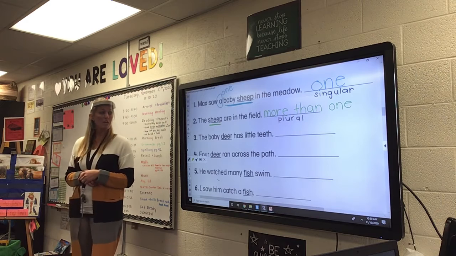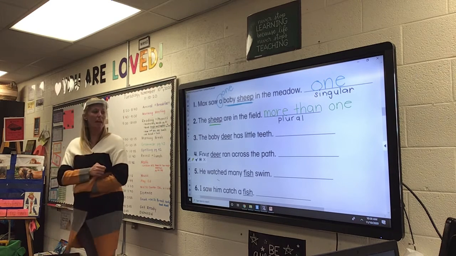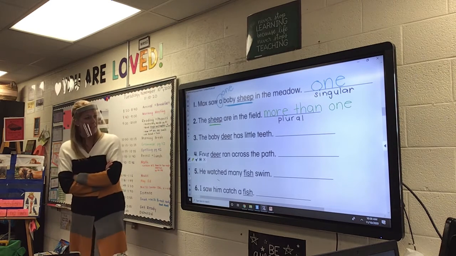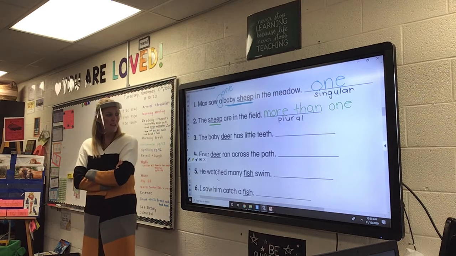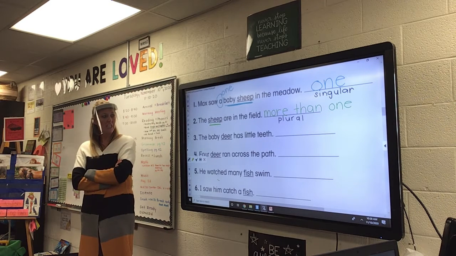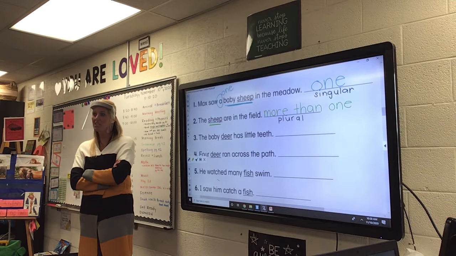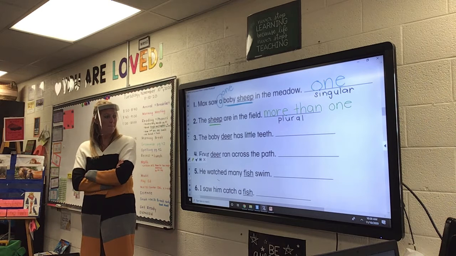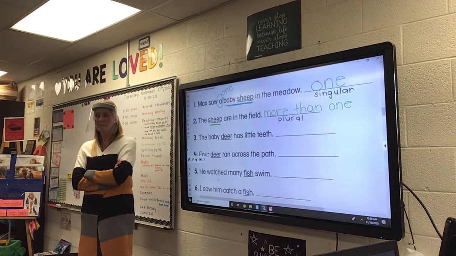Okay, number three. Read that for us, Brooklyn, really loud. The baby deer has little teeth. Okay, the baby deer has little teeth. What do you think? One deer or more than one? The baby. Because it's only one. The baby.